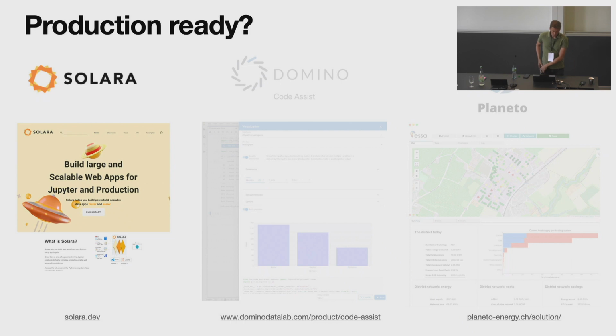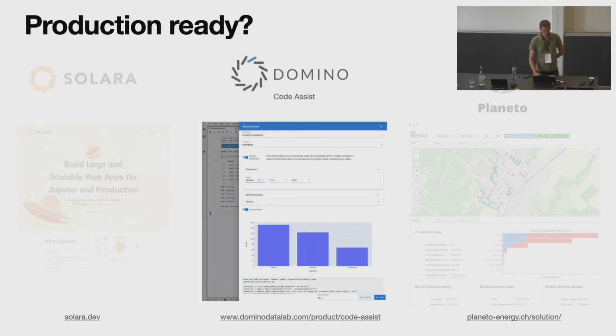So is someone using this? Is this production ready? The showcase for Solara is the Solara website itself. The documentation runs on the Solara server itself, just to show you can build pretty large things with it. We did a large project with Domino called Domino Code Assist, which is an app in the Jupyter Notebook to create small notebooks for data analysis, but also deploy apps. It's not open source, but it's the largest code base that we know of using Solara.